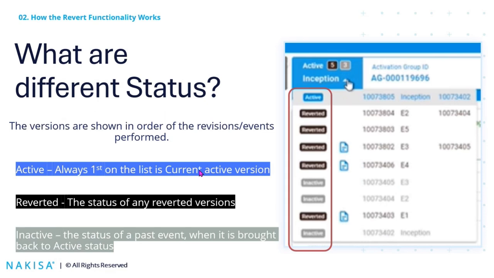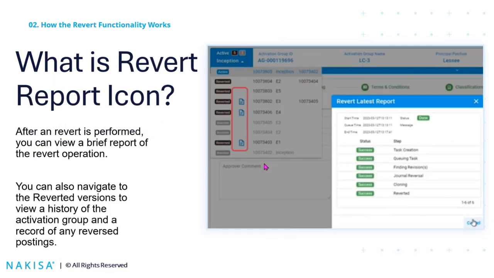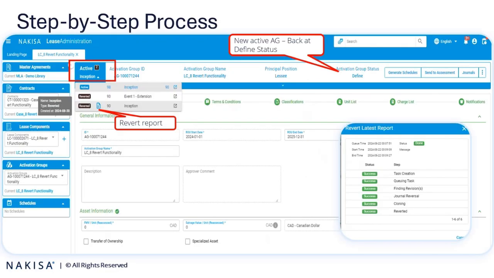I'm going to jump to the report icon. Basically, every time you run the revert feature, an icon will appear at the level where you performed the event. And this will tell you the steps. So I am going back up just to show you a clear picture. The revert report tells you the different steps that are going to take place.